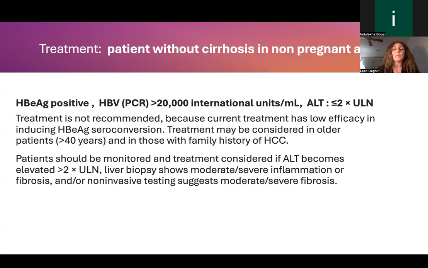Treatment may be considered in older patients, more than 40, or those with a family history of hepatocellular carcinoma. Patients should be monitored, and treatment considered if ALT becomes elevated more than 2 times the upper limit, or if liver biopsy shows moderate to severe inflammation or fibrosis, and/or non-invasive testing suggests moderate to severe fibrosis.